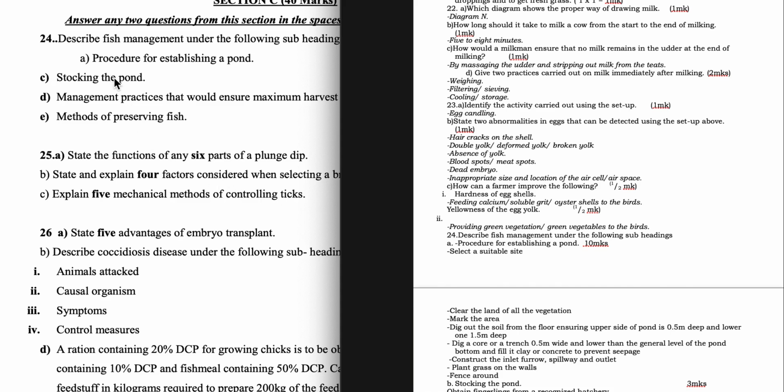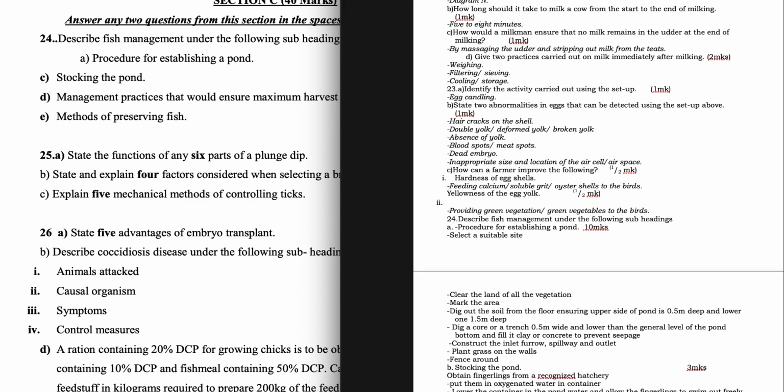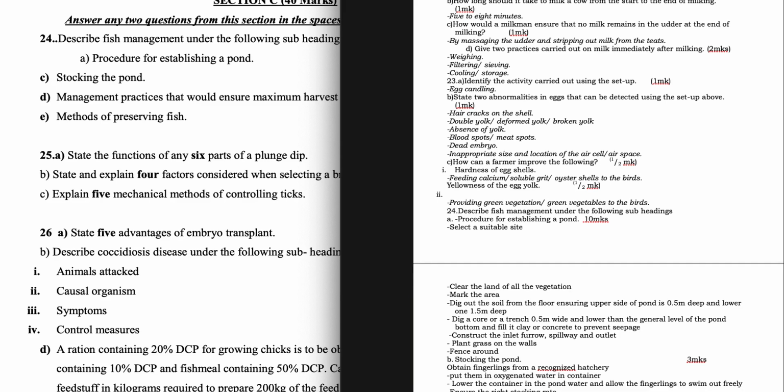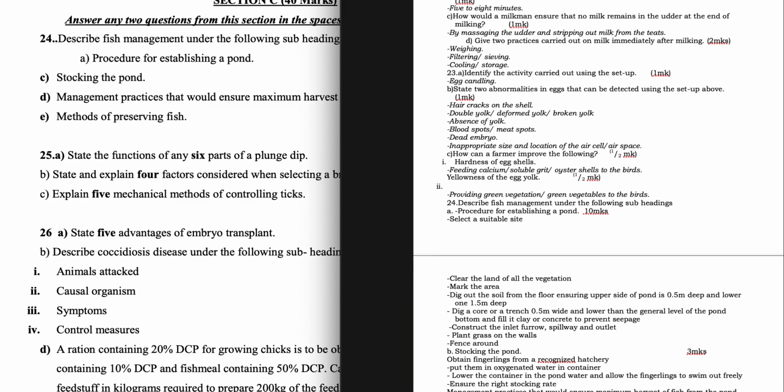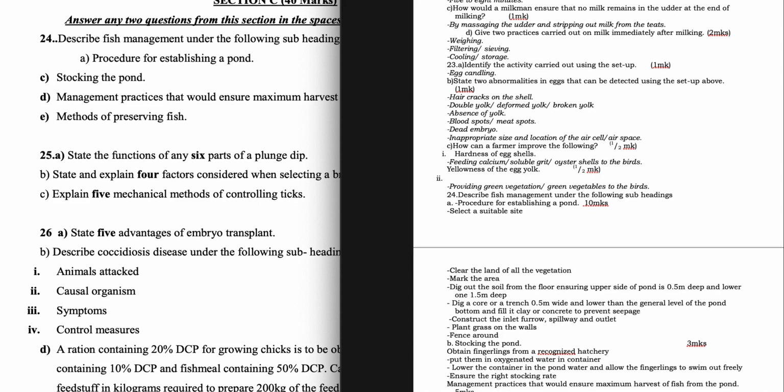What about the stocking of the pond? Is where you obtain fingerlings from a recognized hatchery. You put them in oxygenated water in the container. You lower the container in the pond water and allow fingerlings to swim out freely. You also ensure the right stocking rate and management practices.